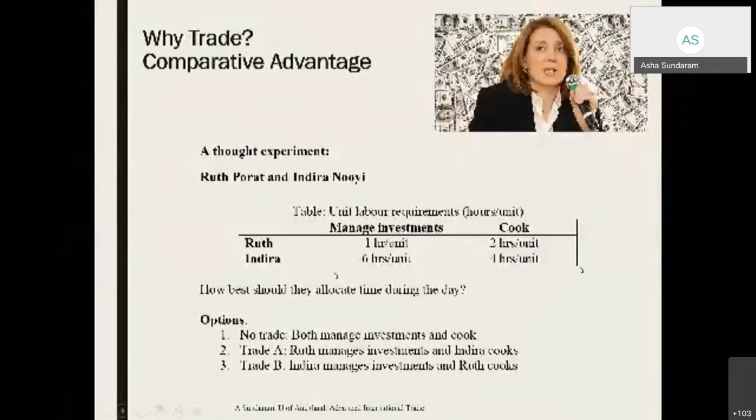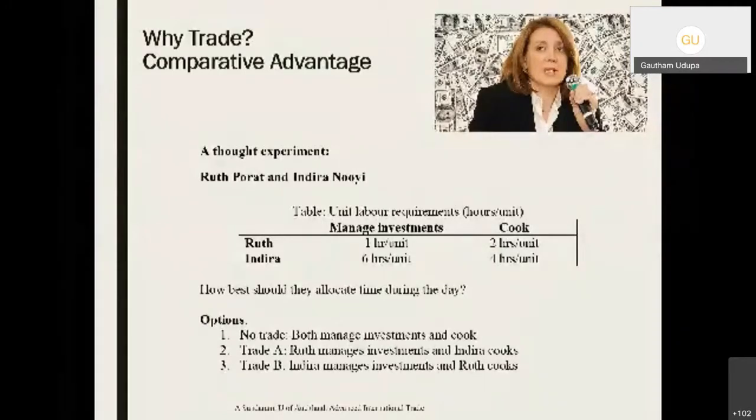Now, if you stare at this table and look at these unit labor requirements for Ruth and Indira for the two tasks, is there anything that jumps to mind? What can you see? What can you tell me from here? Do these numbers tell you anything? Anyone? Ruth is efficient in both the things. Excellent.